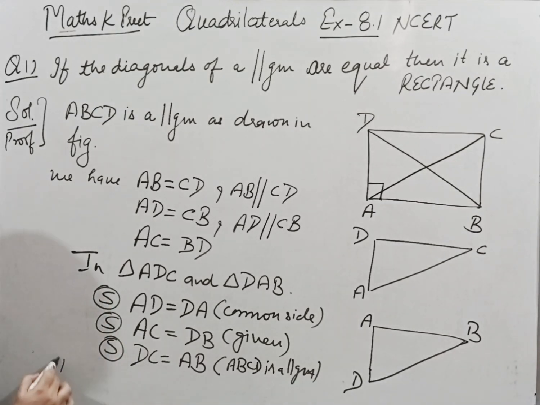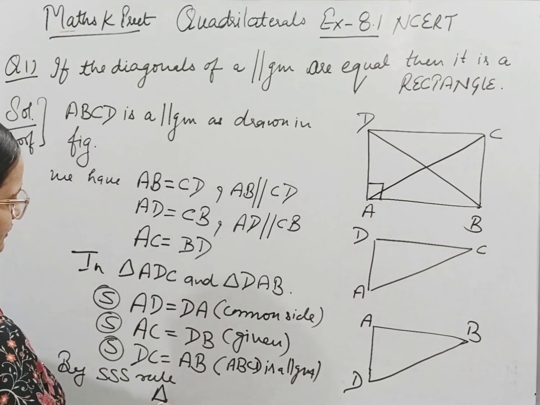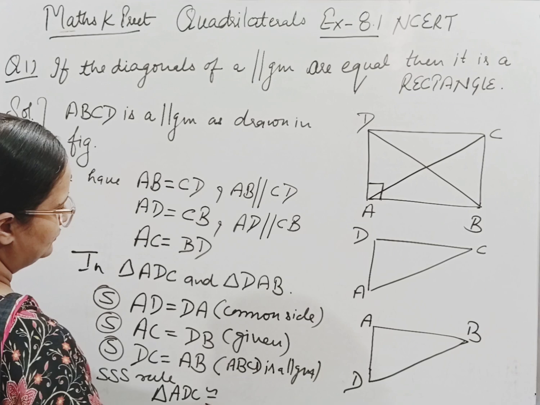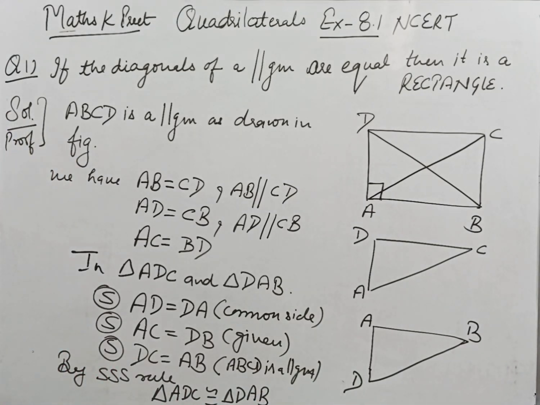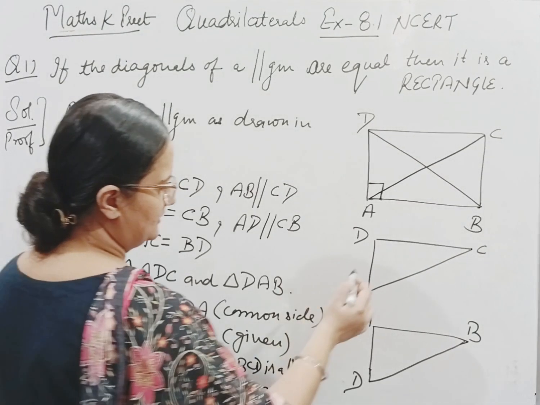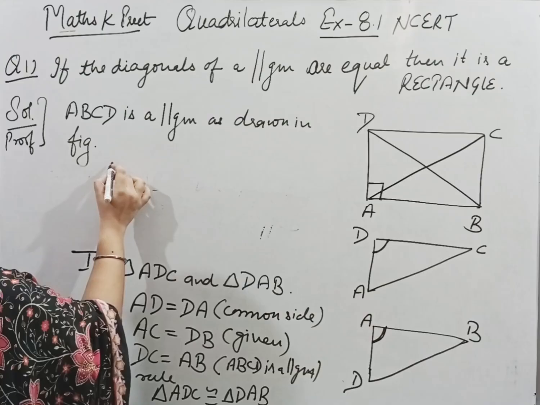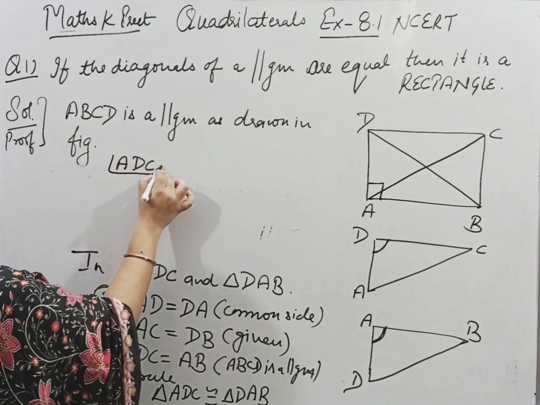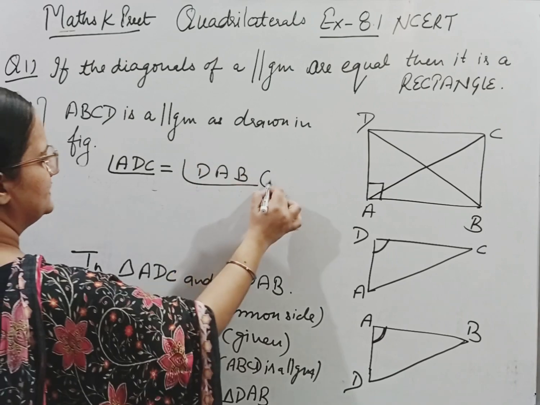So all three sides we have proved equal. Therefore, by SSS rule of congruence, it's better to write it completely, these two triangles are congruent. Triangle ADC is congruent to triangle DAB. When we have these two triangles congruent, then by CPCT this angle is equal to this angle. Writing the complete name, angle ADC is equal to angle DAB, by CPCT.